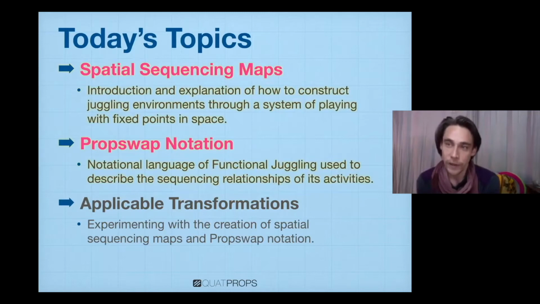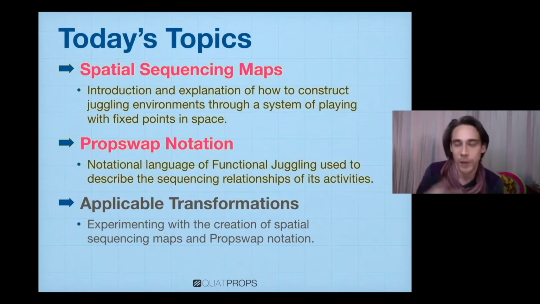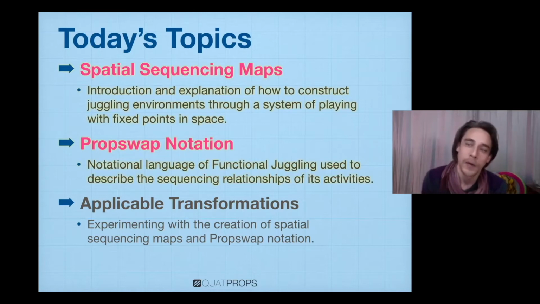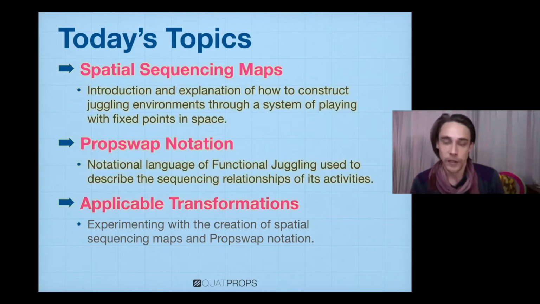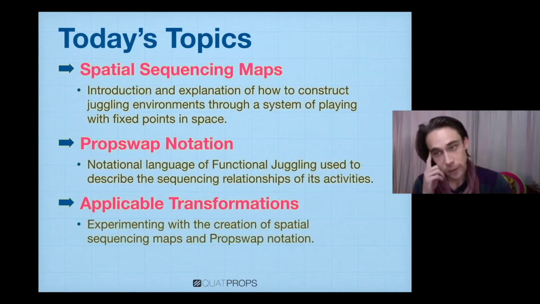And then once you have that information, I encourage people to figure out how to store or consolidate it in whichever way their form of processing works best. So you might be more of a spatial person, a visual person. You can make names for the patterns, whatever works for you. We're not married to the notation system. It's just there to help us share information. And then we're going to be looking at how to apply the notation and spatial sequencing maps, experimenting with the creation of spatial sequencing maps and prop swap notation.